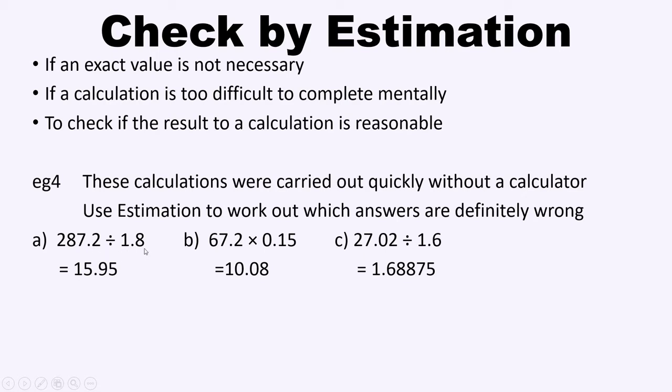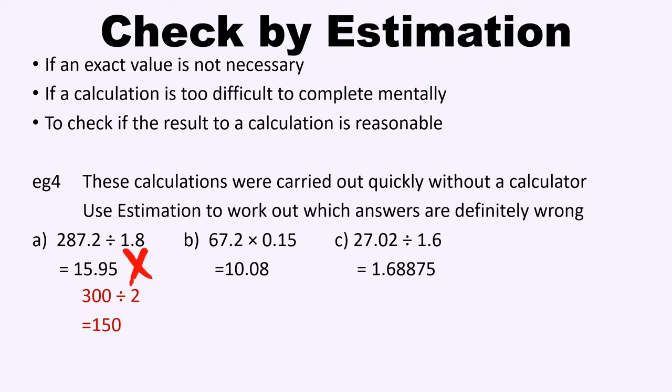287.2 divided by 1.8. I wouldn't want to do that mentally, but I'm told that the answer is 15.95. Does that sound right? Keep in mind that 287.2 is about 300, and 1.8 is about 2. Does it make sense that 300 divided by 2 would be about 15.95? 300 divided by 2 is 150. So clearly we got some kind of a place value error here. Maybe the true answer was supposed to be 159.5. We don't know by our estimation, but we definitely know that this is wrong.